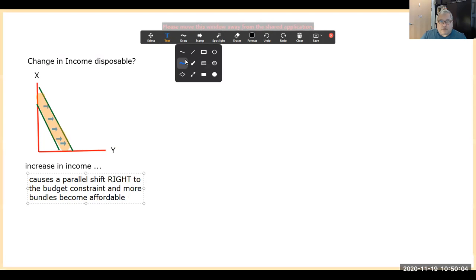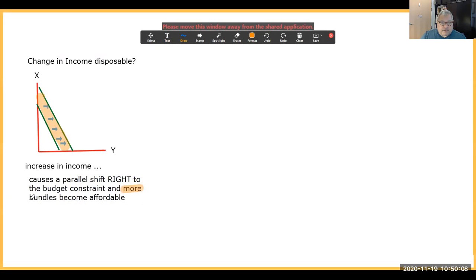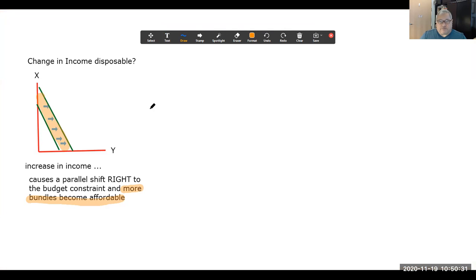And I'm going to use the orange highlight to symbolically represent the greater bundle affordability. What does a decrease in income do? Exactly the opposite, the reverse. A drop in income creates a shift to the left, a parallel shift of the budget constraint to the left, and it reduces the bundles of goods available for consumption.